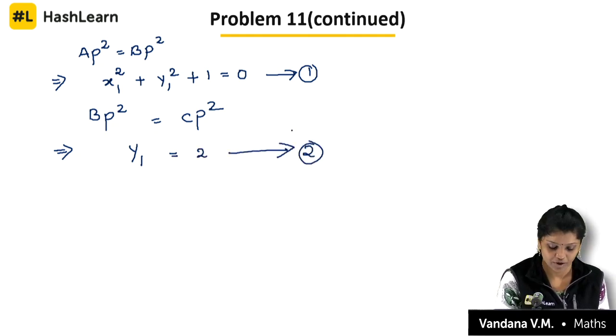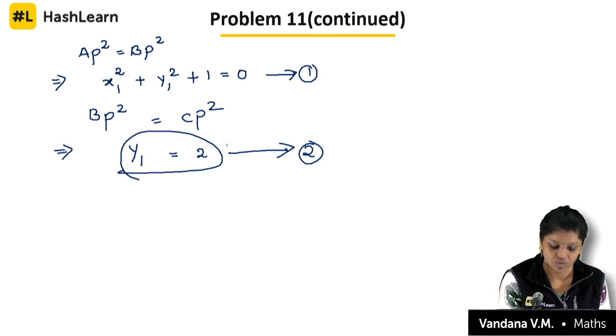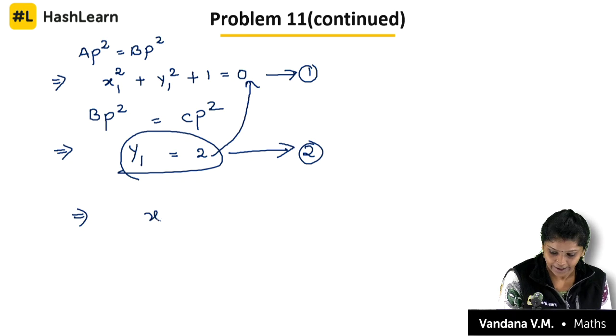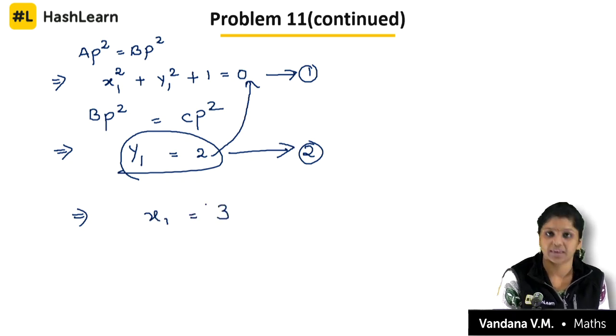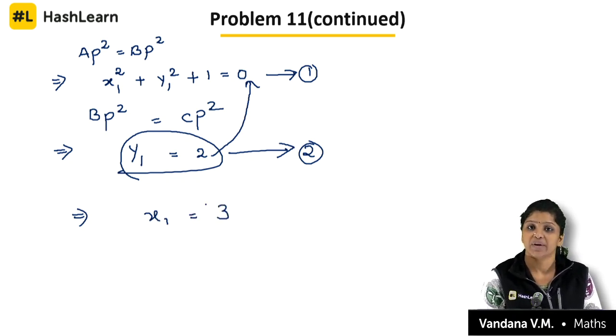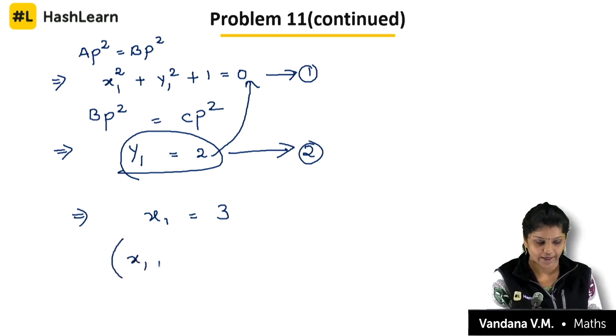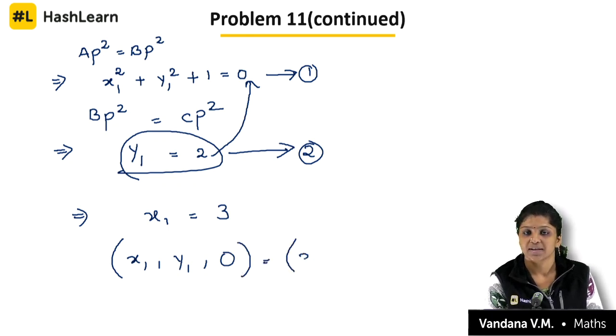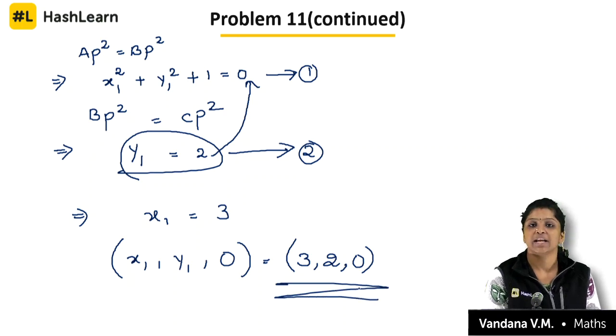No need to solve because I got a very simple value. You just substitute in equation 1, you will get the x1 value as 3. Now it is very simple to write the coordinate. What we took as the coordinate point was x1, y1, 0. So 3, 2, 0 is the coordinate of the point which is equidistant to all the 3. Clear? Okay. Next.